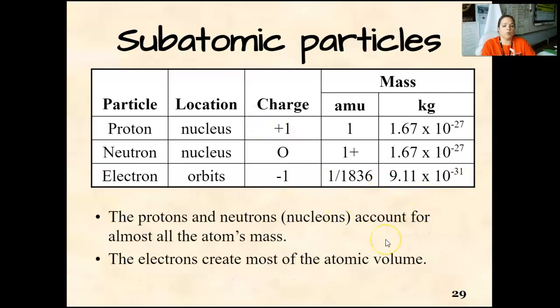Protons and neutrons account for almost all of the atom's mass. So if there's a proton, there's 1 there. If it's a neutron, there's 1 there. They all are 1. But here's the thing: we don't really look at the electrons for weight, because electrons weigh so little. Instead, we look at electrons for how big the atom is, because the electrons build those shells that make the volume, how big it is.